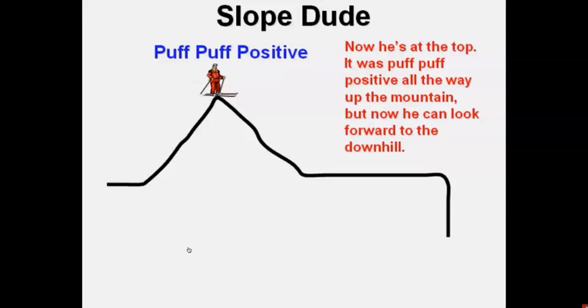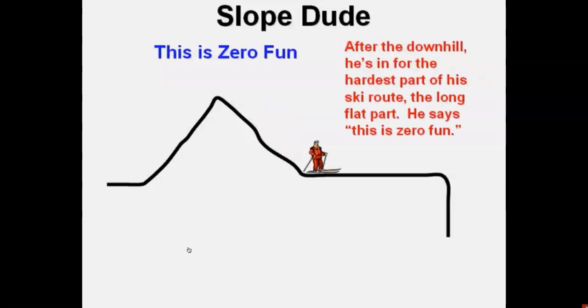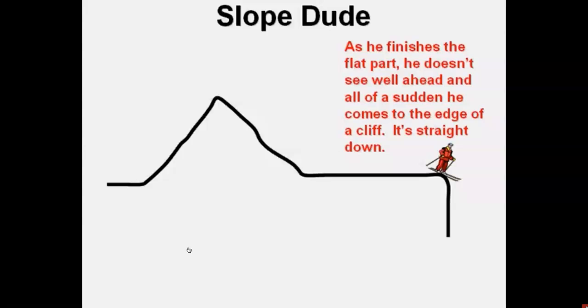He was puff, puff, positive all the way up the mountain. But now he can look forward to the downhill. On the way down the mountain, he says, nice, negative, nice, negative. And now after the downhill, he's in for the hardest part of the ski run, the long, flat part. He says, this is zero fun. This is zero fun. And as he finishes the flat part, he doesn't see well ahead.